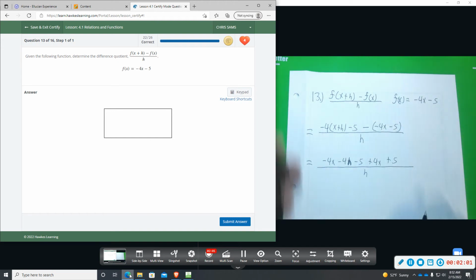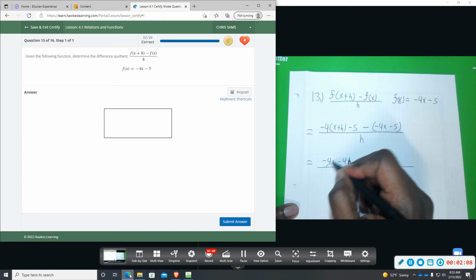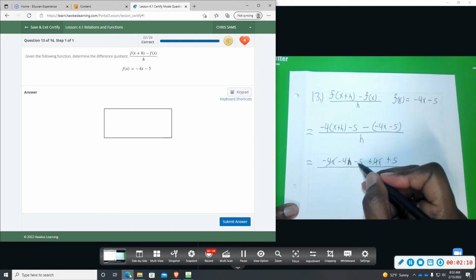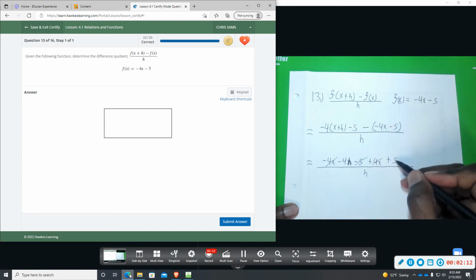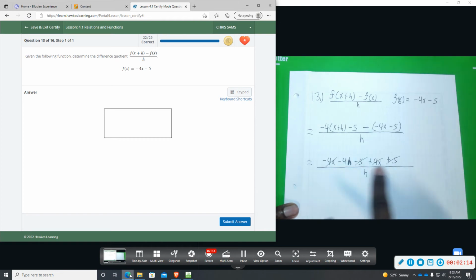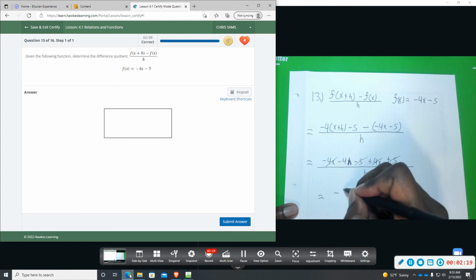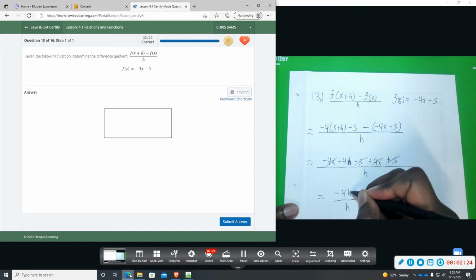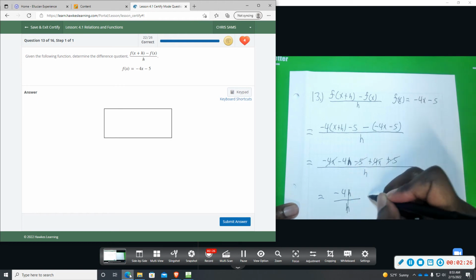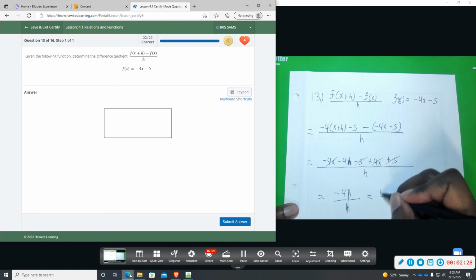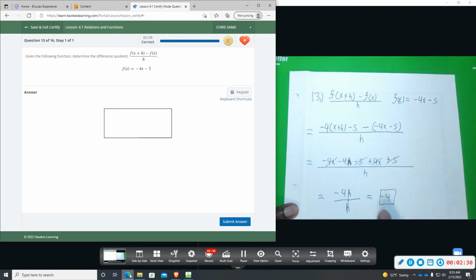Okay, so as we're going to the next step, we're going to simplify. So notice, a negative 4x, a positive 4x. They will cancel to 0. Negative 5, positive 5, also cancel to 0. So all you're left with on the top is a negative 4h. So we have a negative 4h divided by h. And look, the h divided by h will divide out, and you're left with negative 4. So this is how you work the difference quotient.